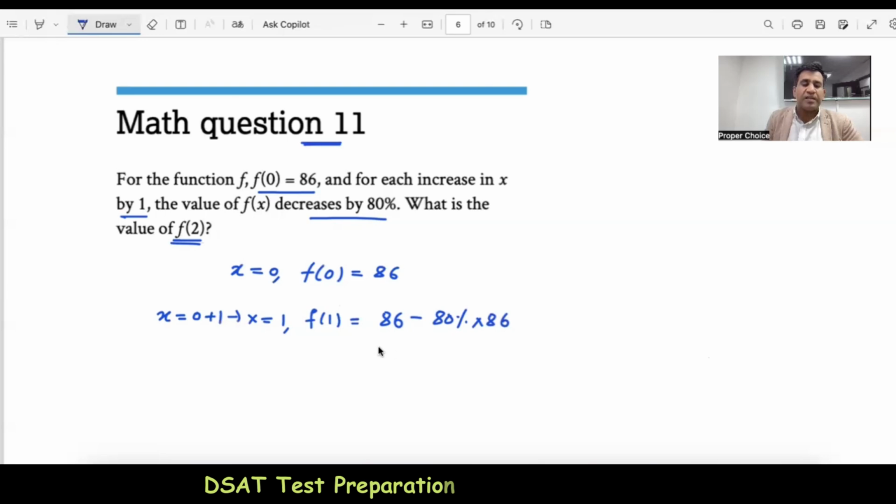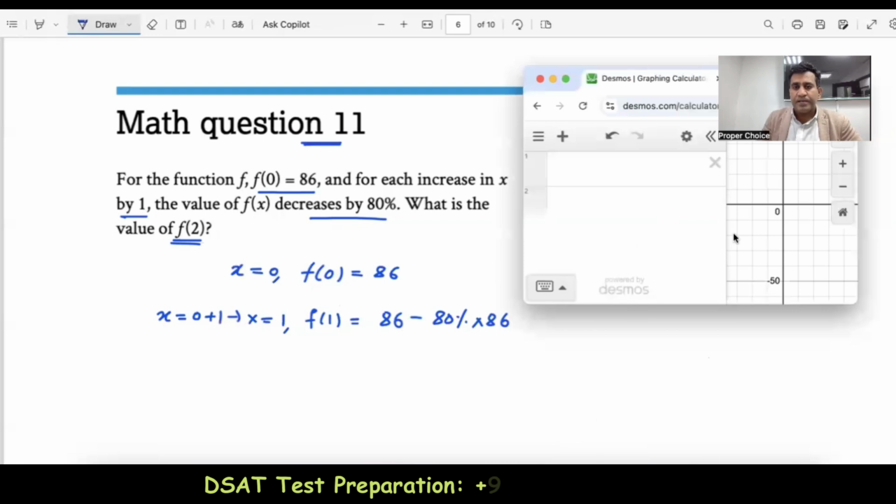Whenever I'm saying that certain numbers are decreasing by a certain percent, it means you have to subtract the percentage decrease from the original value. What percent is it decreasing? 80% of the original value. And then type it on the Desmos.